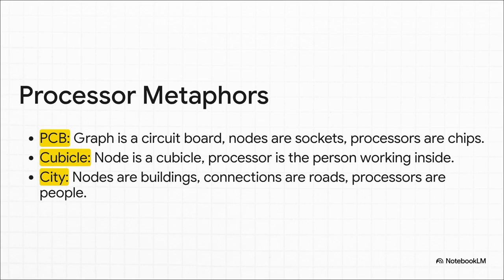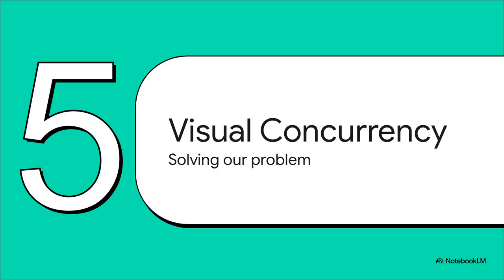My absolute favorite is the printed circuit board, the PCB. Just picture it. The graph is the green circuit board, the nodes are the empty sockets on that board, and the processors are the little computer chips you plug into those sockets to give it functionality. The connections? They're just the copper traces on the board connecting everything together. It's such a great way to picture how you can just plug and play different bits of logic to build a working system.